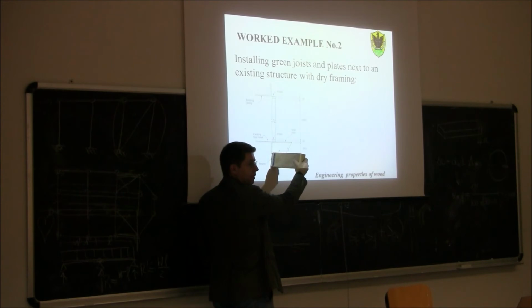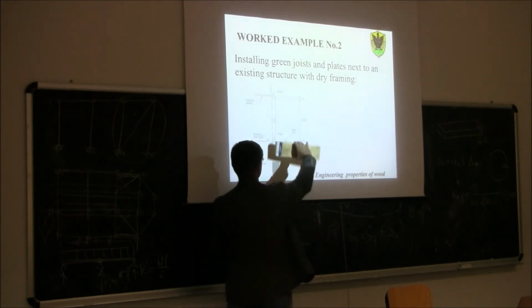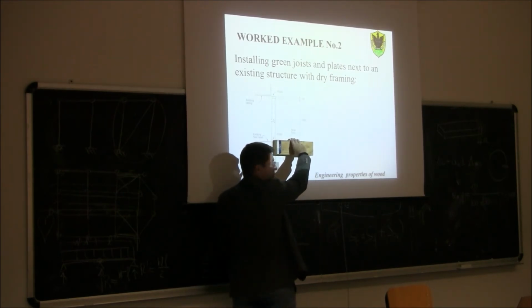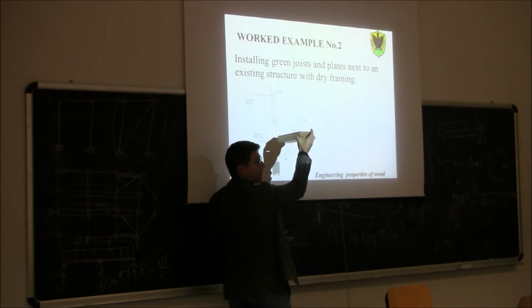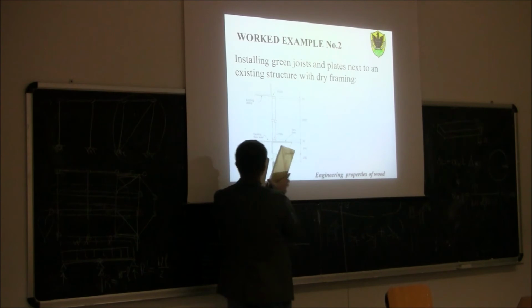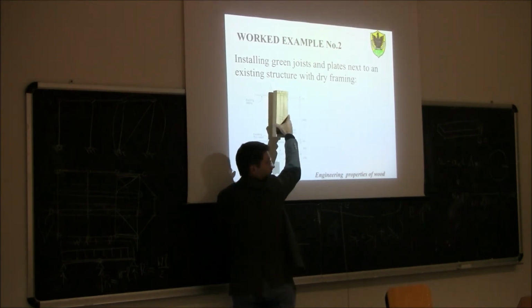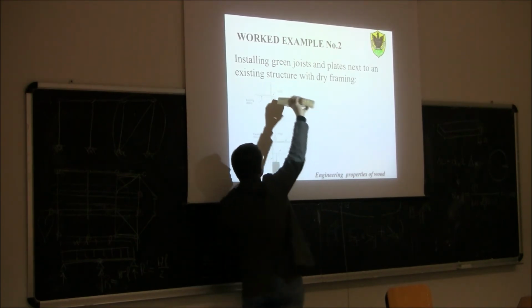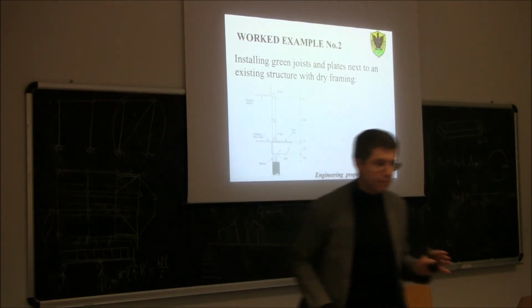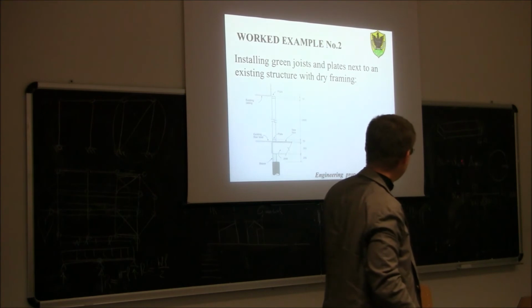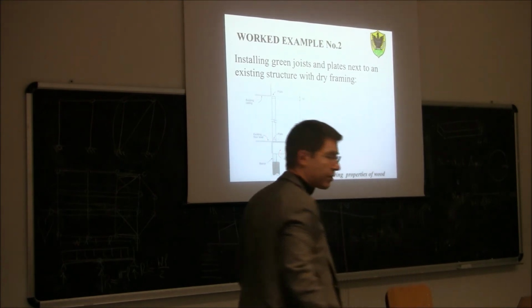Okay? Then this is a joist, a piece of wood put in this way. Plate, a piece of wood in this way. Then this is a piece of wood in this way. And then here another piece of wood in this way. Okay, is it clear? Now, in this formula, which value of L do I need to put to calculate the shrinkage?